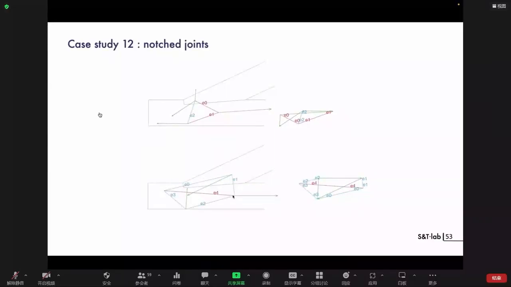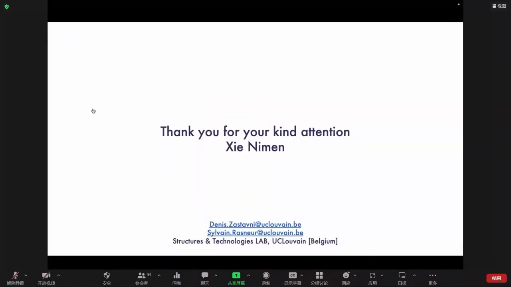Well, I think it can be the end. I hope those explorations, those case studies, show you how VGS can be used as a tool for controlled and informed design of a timber structure. Thank you. Again, sorry for the poor connection.